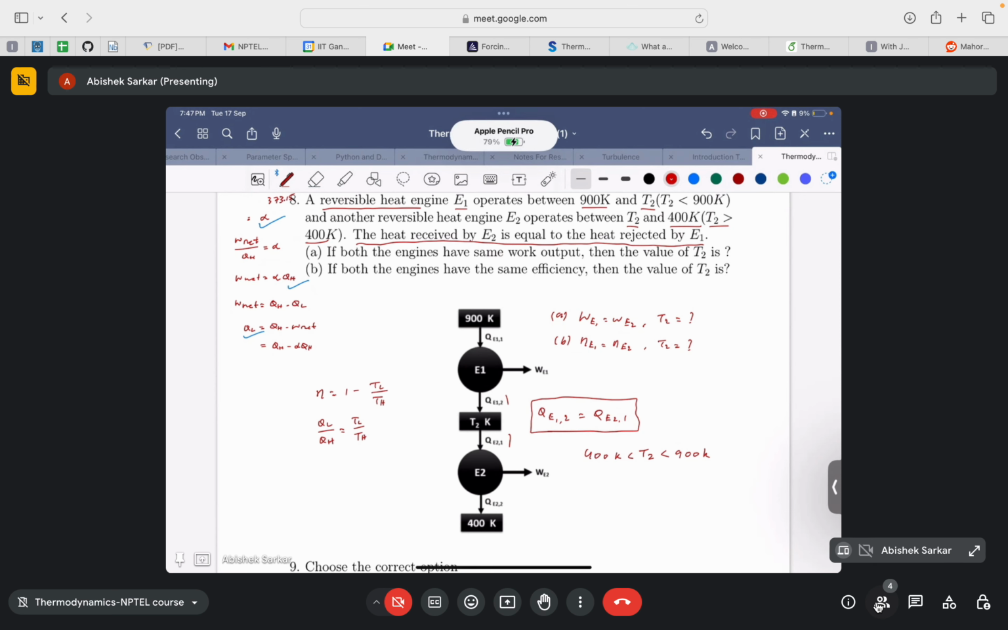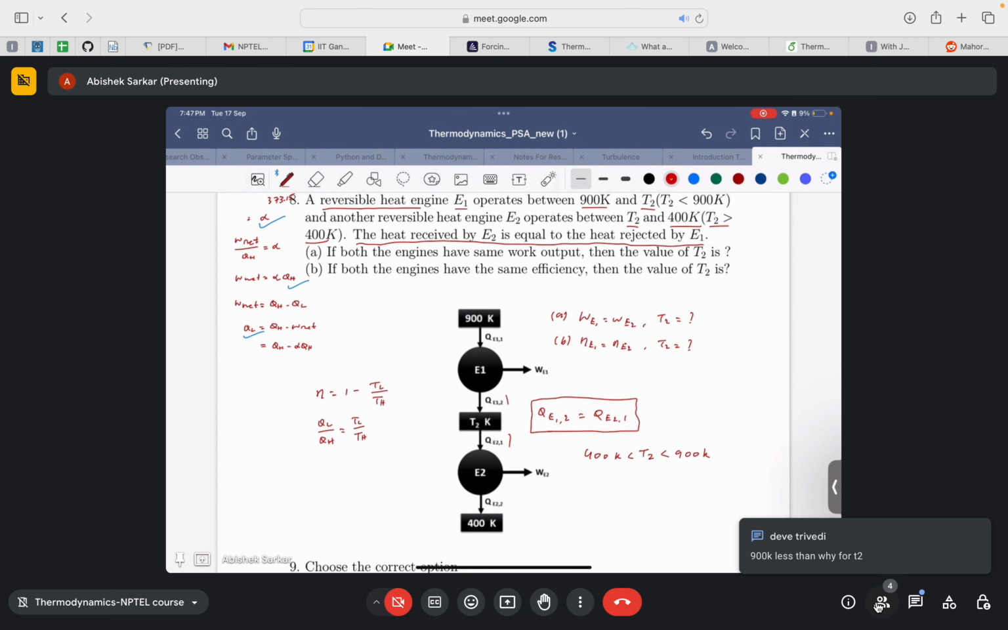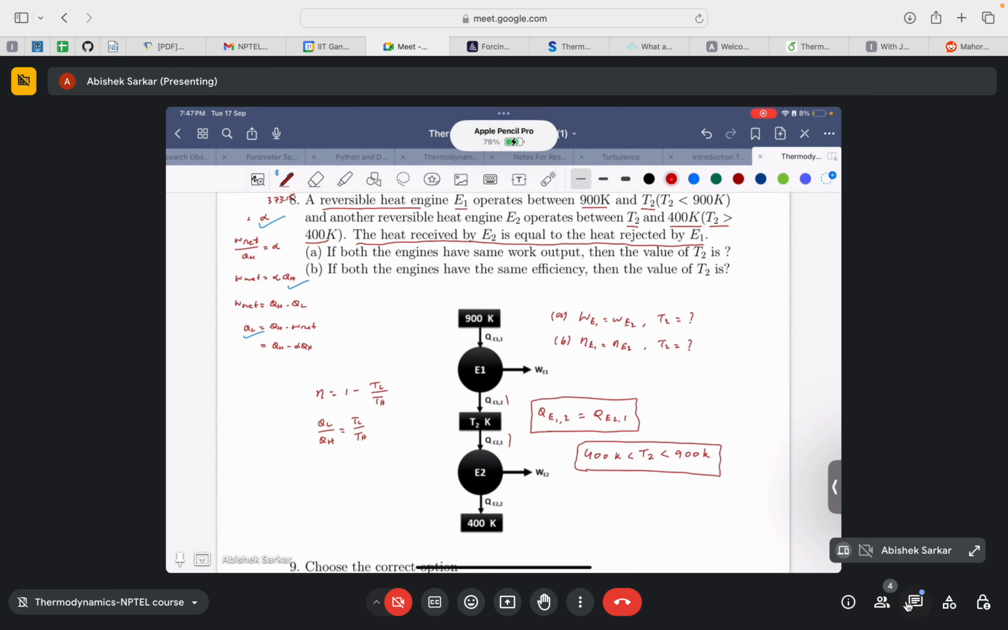It's a bit more challenging than the questions that we solved till now. T2 is less than 900 Kelvin. See, T2 is less than 900 Kelvin, I've shown here as well. It has to be lower than 900 Kelvin, then only the heat interaction can occur, right? Spontaneous heat interaction. I hope it is clear.